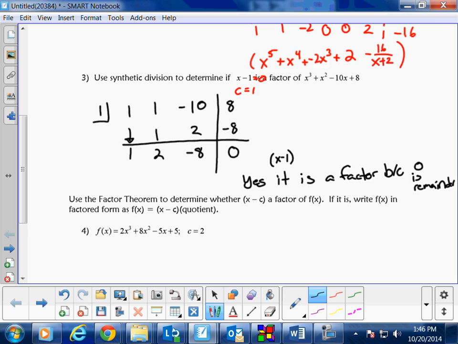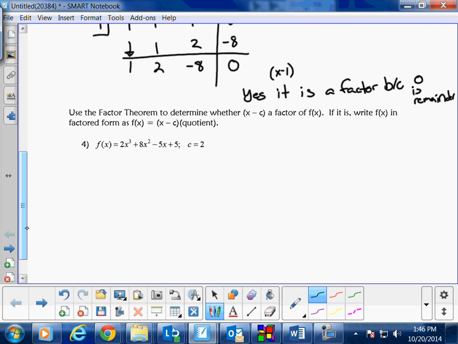Now let's go ahead and do the next one. It says use the factor theorem to determine whether x minus c is a factor. If it is, write f of x in the factored form f of x equals x minus c times the quotient. Okay, so this one's saying if it is a factor, you want to write this. Now again, I look at the polynomial and the terms all go in order, so we don't have to rewrite it. But let me take my c value, which is 2, and now write my coefficients 2, 8, negative 5, and 5. And we'll start synthetically dividing to see what we get.